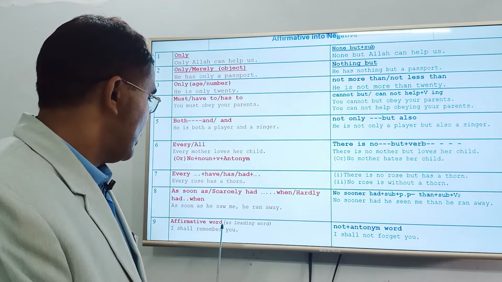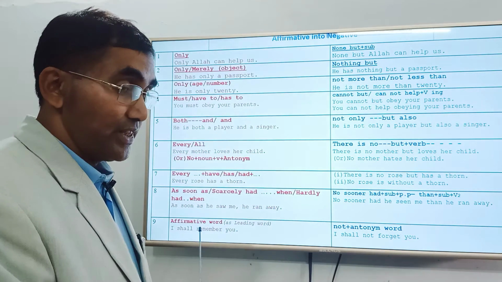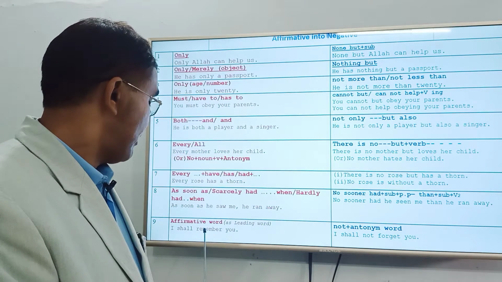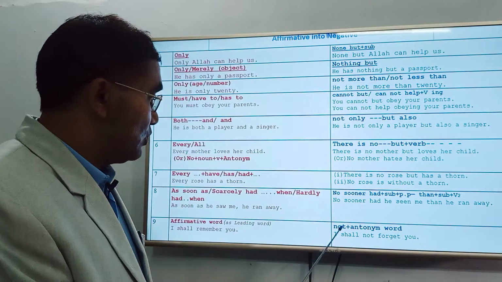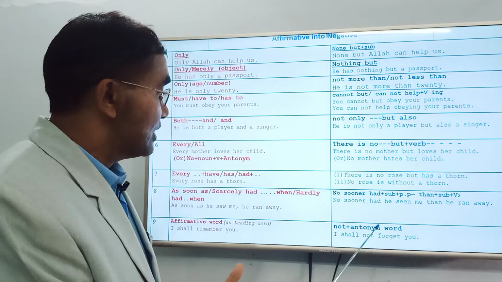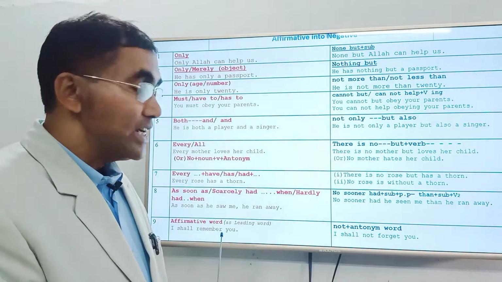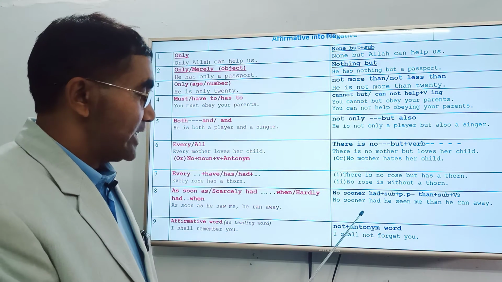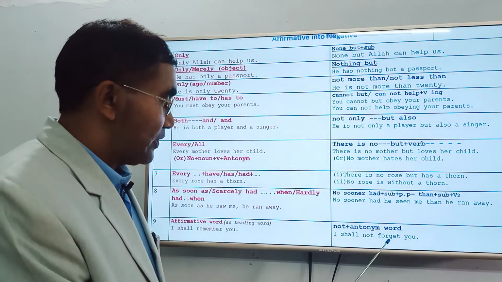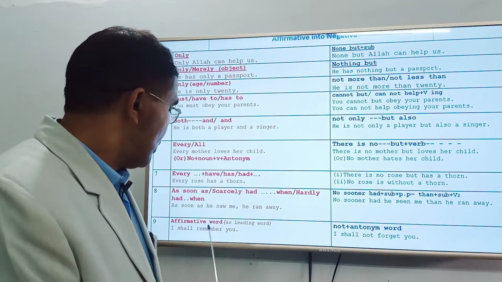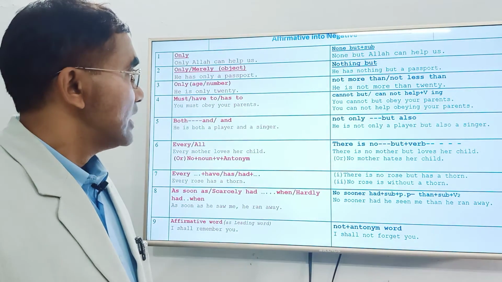Affirmative word as leading word. That means if you find the most important word in an affirmative sentence, and you want to change it to negative, you will have to use not plus the antonym of the leading word. I shall remember you. Here, remember is the leading word of the sentence. So the negative form will be I shall not forget you. Here, not forget is equal to remember. Okay, dear friends, let's go on to the next slide.